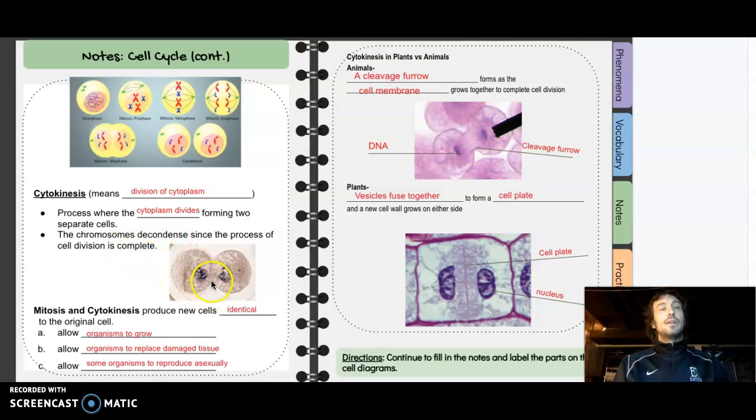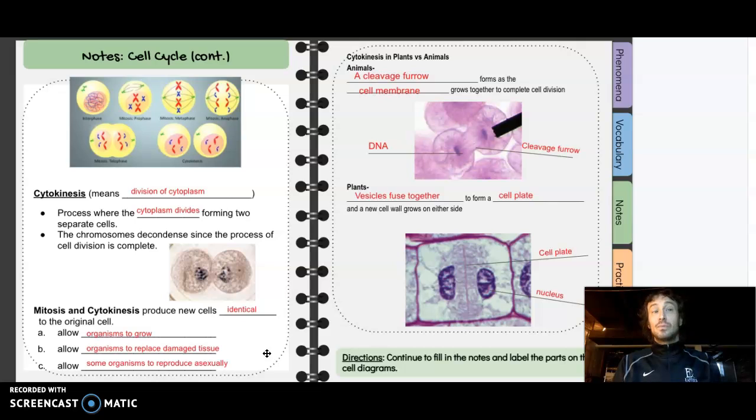So if everything goes well, at the end of the day, you've got 2 cells that are genetically identical. They're not cytoplasmically identical, right? Because they split up their cytoplasm material, so they're smaller than they were, but genetically they should have the same genetic material in them. Okay, so now if everything went well, mitosis and cytokinesis, the 2 parts of cell division, which are just one part of the cell cycle, have produced identical cells to the original.